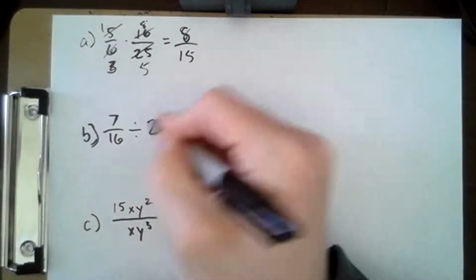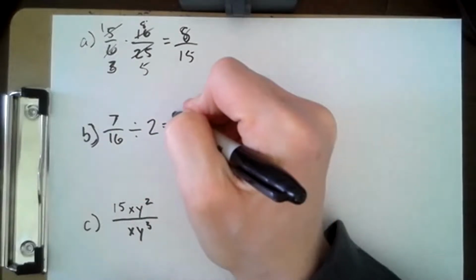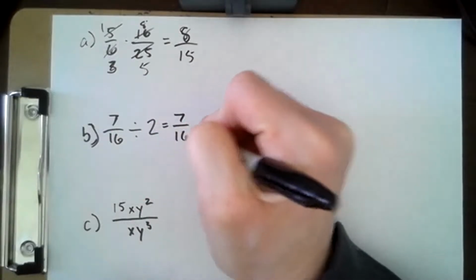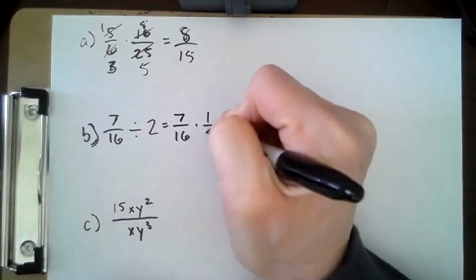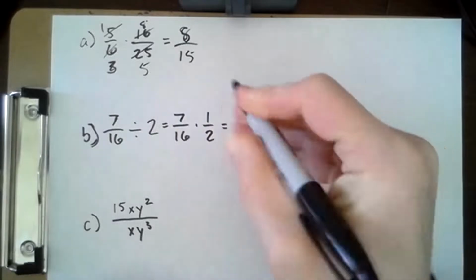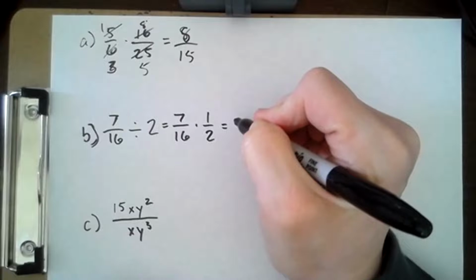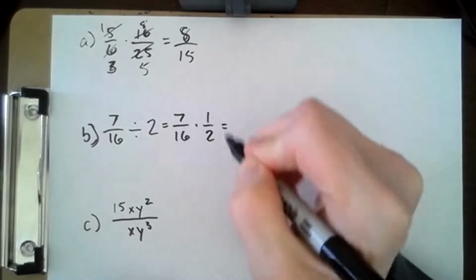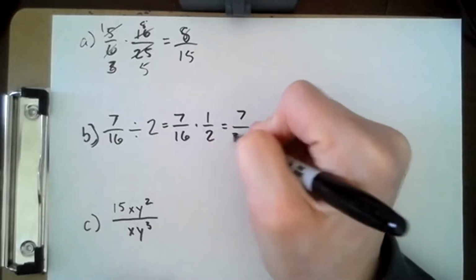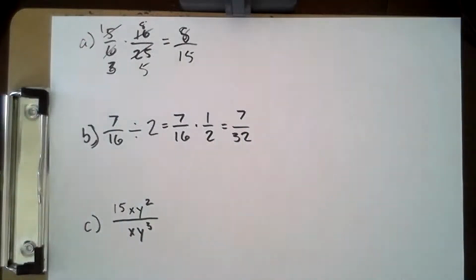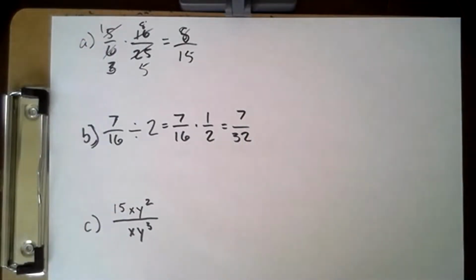For this problem, we've got 7/16 divided by 2. We'll rewrite that as 7/16 times 1/2, and again, multiply across to get 7/32.